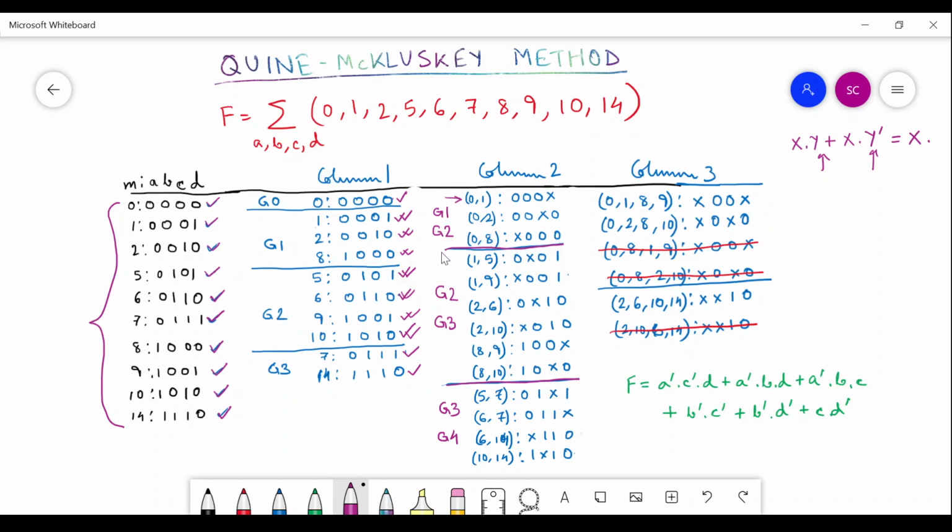So you have a group above this line, and below this line you have a group. Similarly, you have a group above this line and below this line. So you compare between these groups. So you see 0 1 is 0 0 0 x, and which among these will combine where there is a x at the last. One has to have a x at the last, right? So that matching should be done with the x.